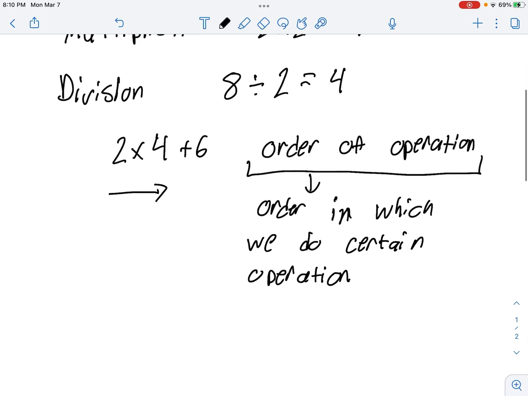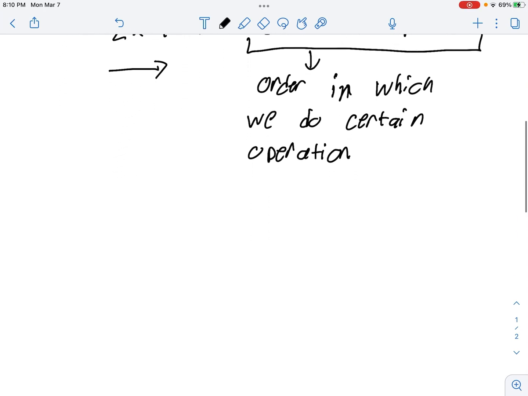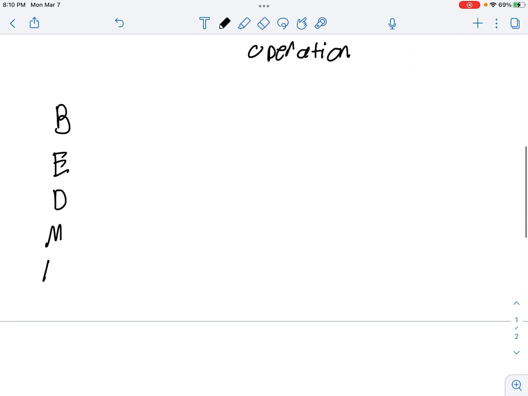So, to remember what the order of operations is, we use two different acronyms, but they both mean the same thing. The first one we use is called BEDMAS. Let me write that. BEDMAS. And the second one is called PEMDAS. Different acronyms, but they more or less mean the same thing.